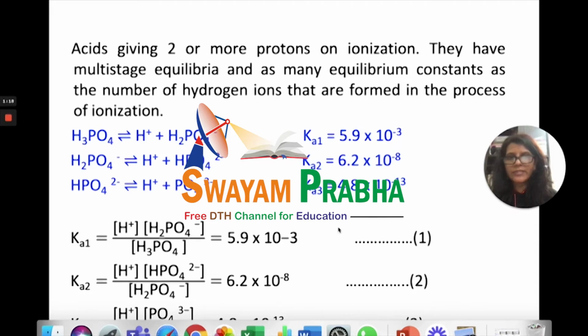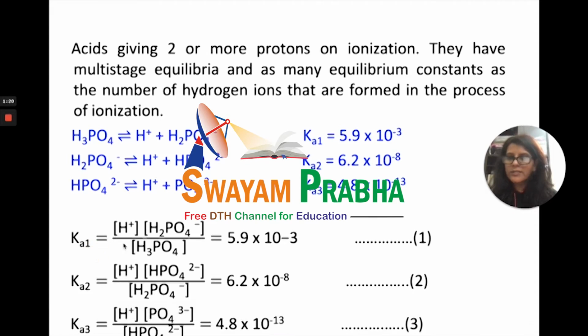Just see how you will write down the expression. Ka1 is equal to H+ into H2PO4 minus, products multiplied, divided by the reactant H3PO4, and you equate it. Ka2 is equal to H+ into HPO4 2 minus upon H2PO4 minus, and you get the value. And then Ka3 is H+ into PO4 3 minus upon HPO4 2 minus, and you get this value.